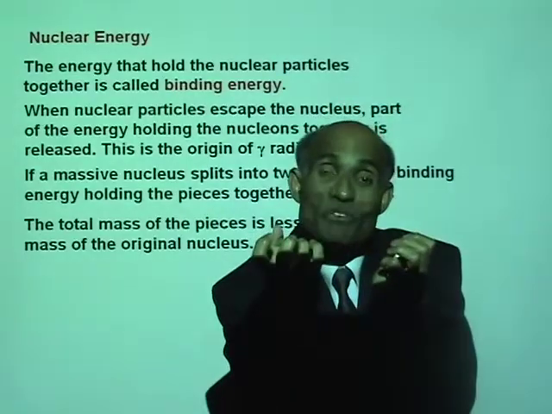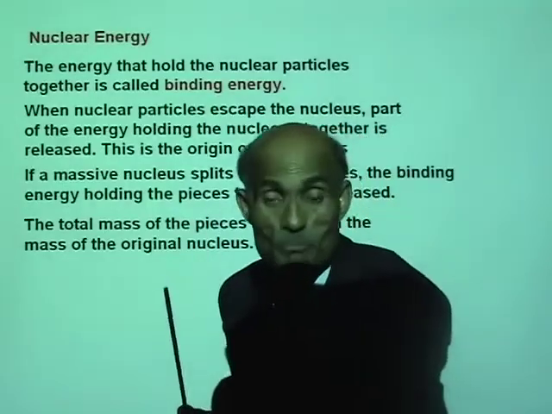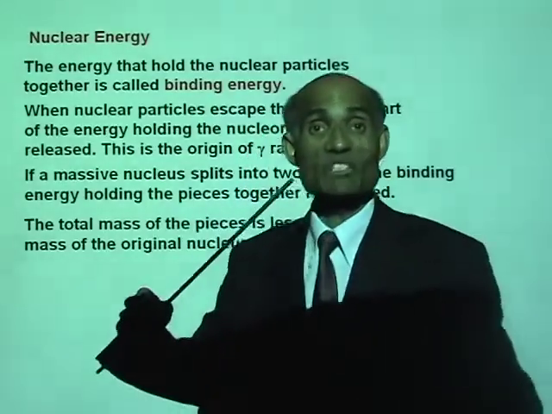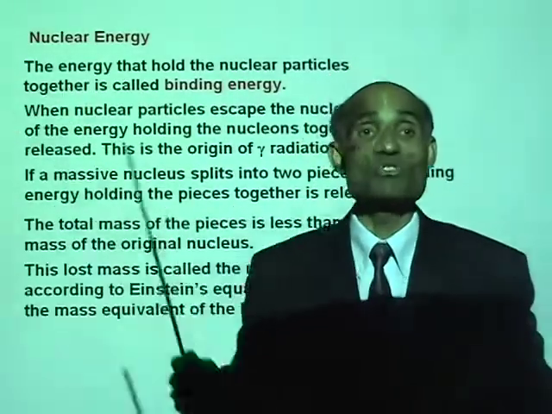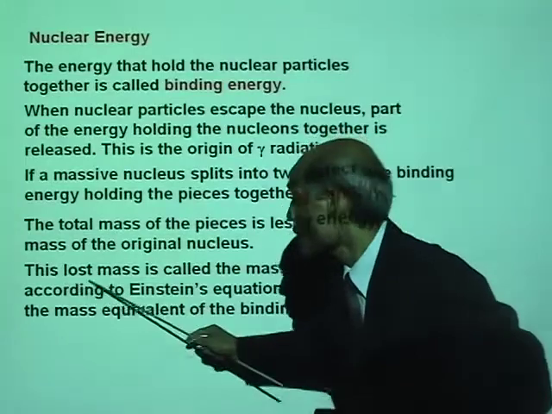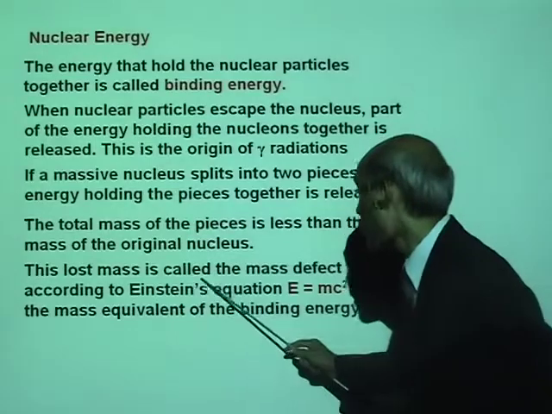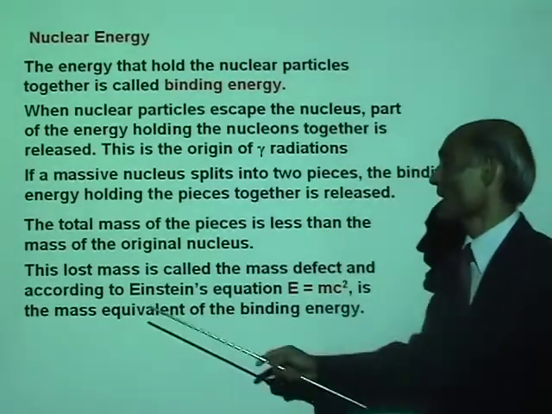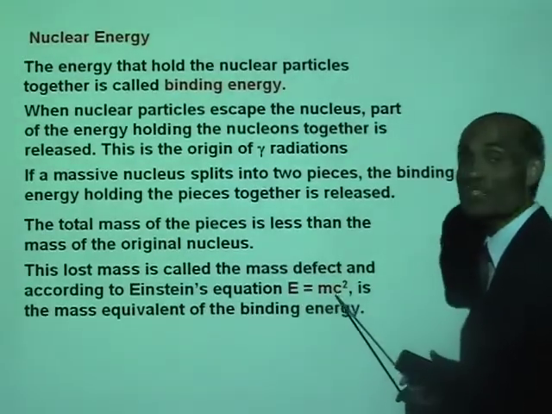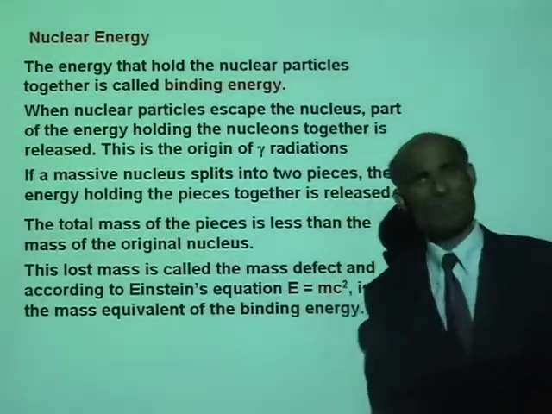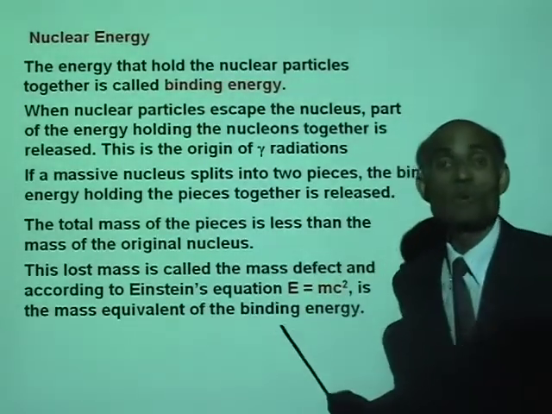That means, what happened to that small difference in the mass? That mass became energy. You see, Einstein showed that mass can be made into energy. So this lost mass, this small mass difference, is called the mass defect. And according to Einstein's equation, E equal to mc squared, I'm sure some of you must have heard about this equation. It means a mass can be made into energy.